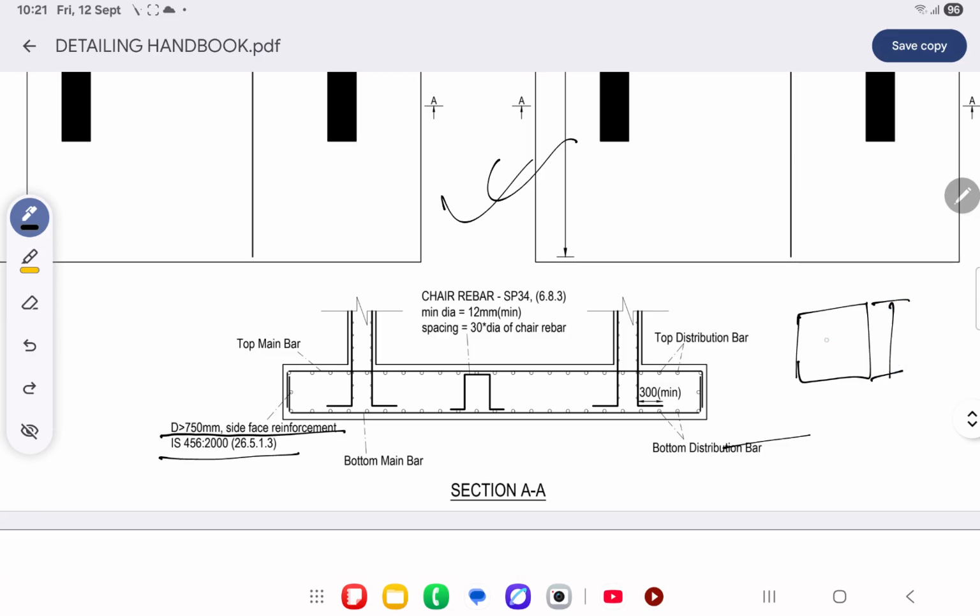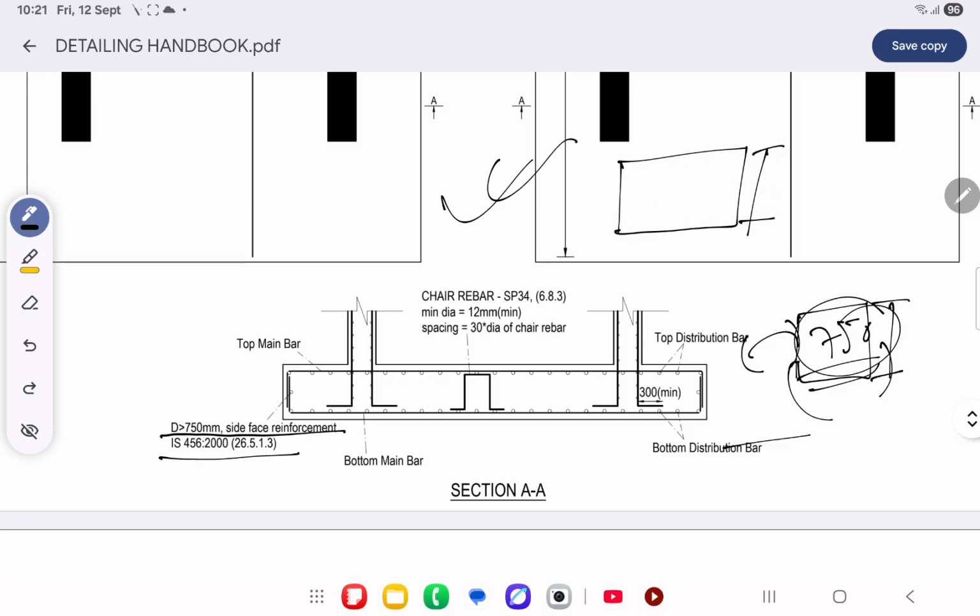Suppose this is your beam, and if the depth of the beam or slab is more than 750 mm, then you have to provide the side reinforcement. Suppose this is your beam and this is 750, and here it is 800. In this case you have to provide the side reinforcement like this. The distance between two side reinforcement should not be more than 300 mm, always keep this in mind.